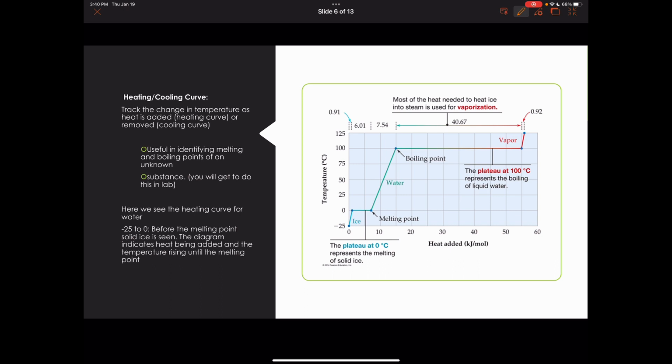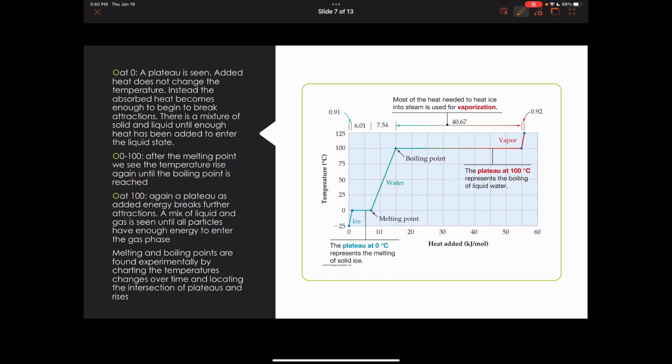In the case of water, we know that water freezes at 0. So if we're below that freezing point, here we're starting at negative 25 degrees Celsius to 0. We start at negative 25, we're going to add heat, and we're going to see how the temperature changes. From negative 25 to 0, we're before the melting point. During that time, we're seeing solid ice. Our diagram is indicating that as heat is added, the temperature is rising until we reach that melting point of 0 Celsius.